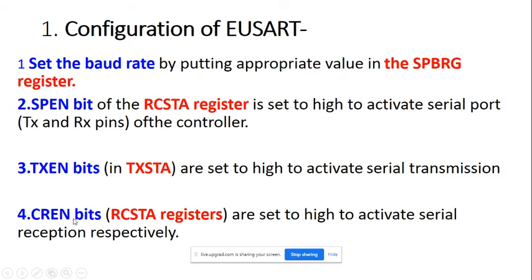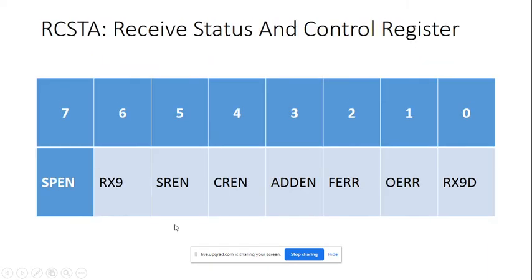The continuous receive enable bit must be 1, meaning whatever data is sent by the PC, your controller must continuously receive it. The receiver process, the receiving process, must be enabled, and for that you are making the CREN bit a 1. Now this bit is located in the receive status and control register, that is here, bit number 4, that is the continuous receive enable bit. For this continuous receive, 1 means enable and 0 means disable. Okay, this bit must be 1.